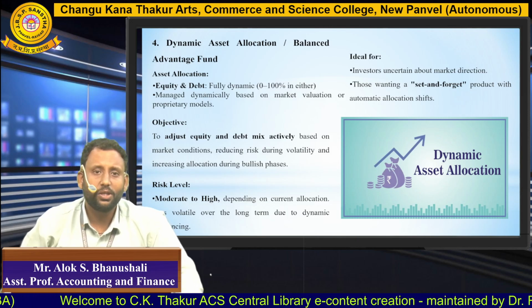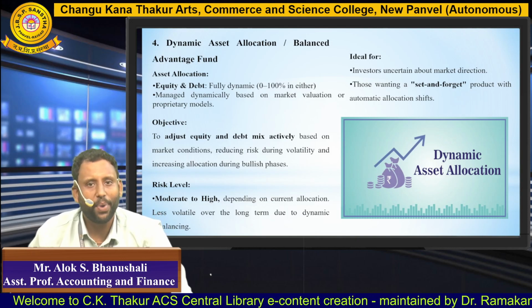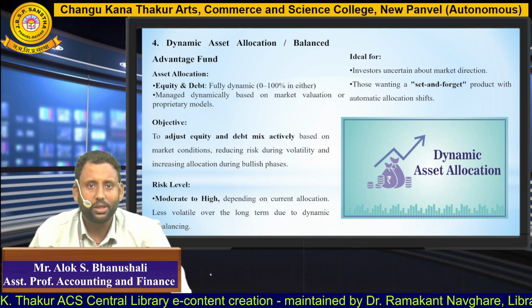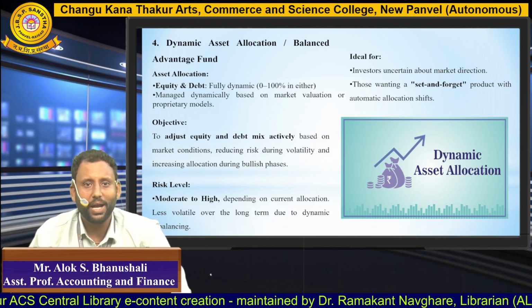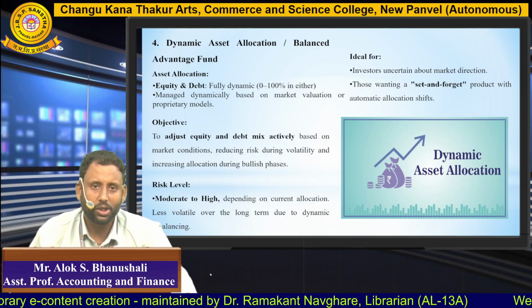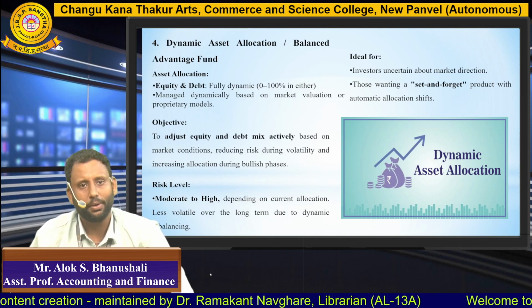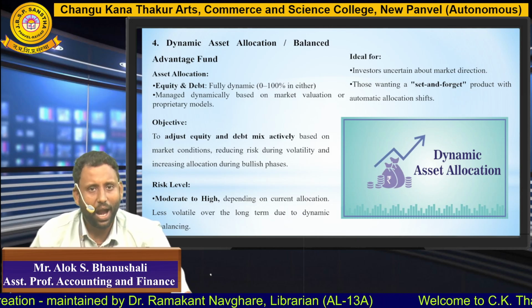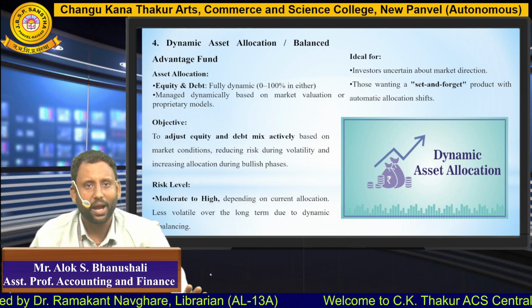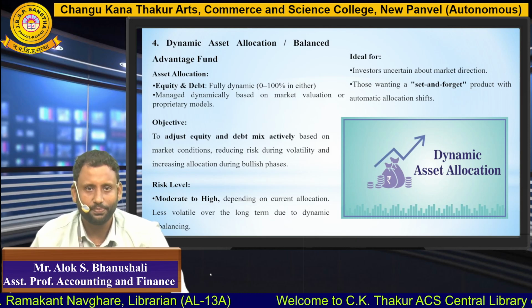Third, the risk level is moderate to high. It depends upon the current allocation. If the allocation is more in debt and less in equity, then the risk is moderate. And if the allocation is more in equity and less in debt, then the risk level will be high. And the profit or the return will also depend upon the dynamics of the allocation.